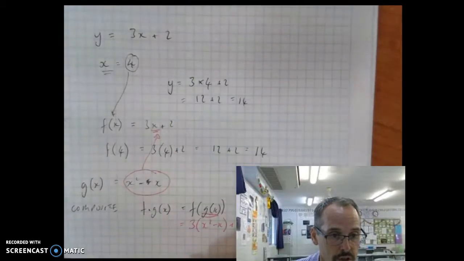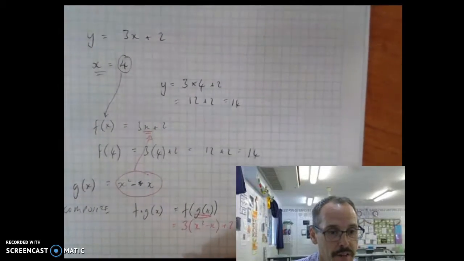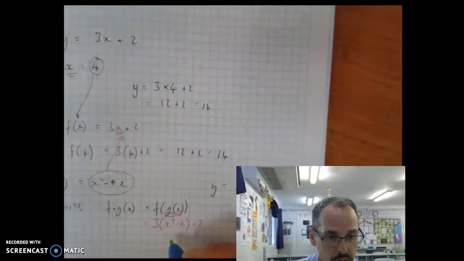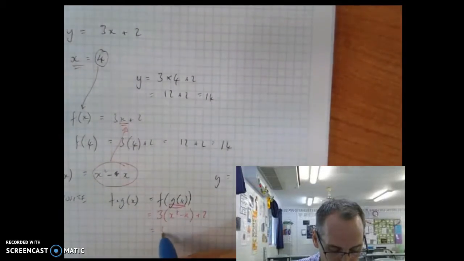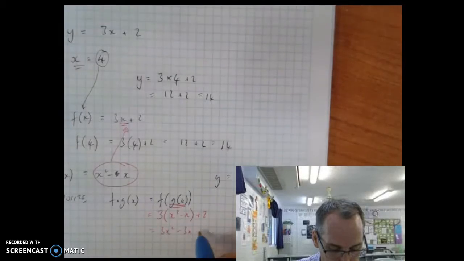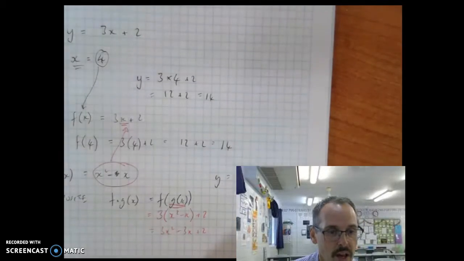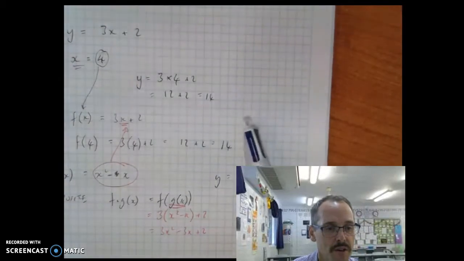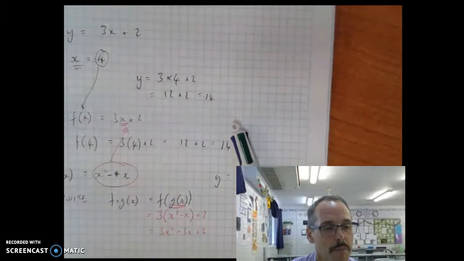And if we wanted to, we could expand that out a bit further. We could expand that out further to be 3x squared minus 3x plus 2. A bit of a dodgy video, may redo it, but that gives you an idea of what a composite function is.